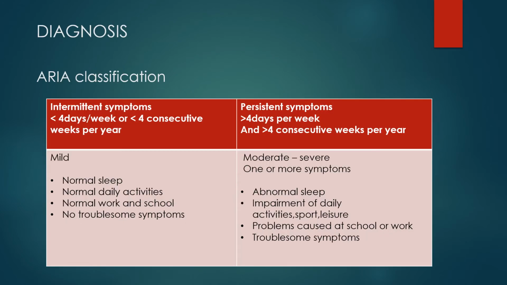Diagnosis. Now, the ARIA classification, the Allergic Rhinitis and its Impact on Asthma classification, is a system of classification which helps in treatment guidelines. When you see this classification, it is based on duration and symptoms of the disease. As you see in the first column, intermittent symptoms are less than 4 days per week or less than 4 consecutive weeks per year. They are further classified into mild, moderate, or severe. And persistent symptoms are more than 4 days per week and greater than 4 consecutive weeks per year. Now, based on this classification, treatment stratification can be done.